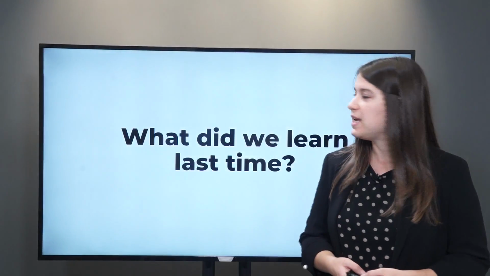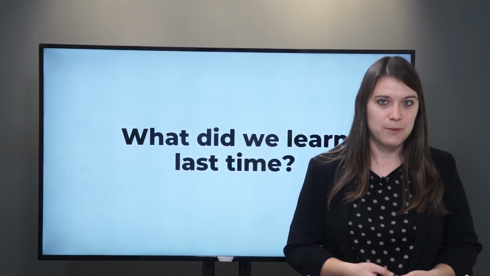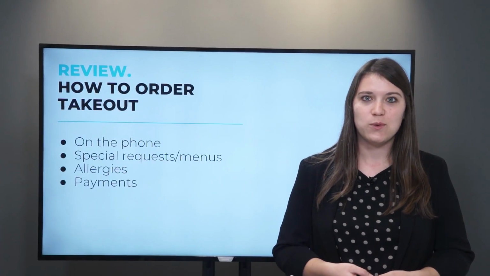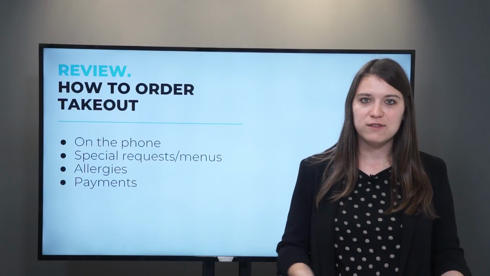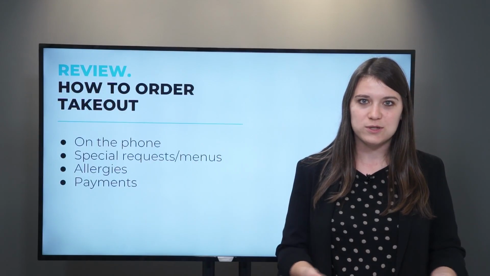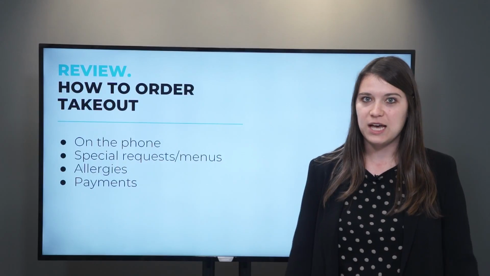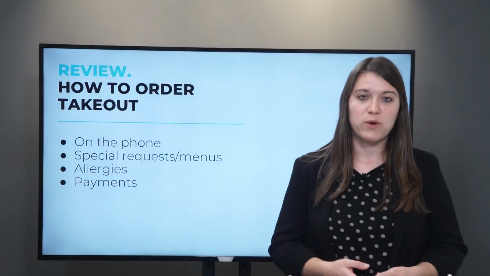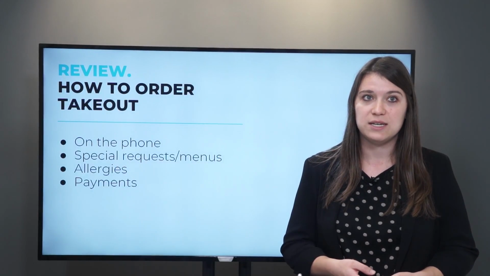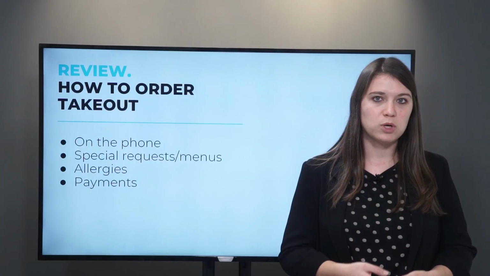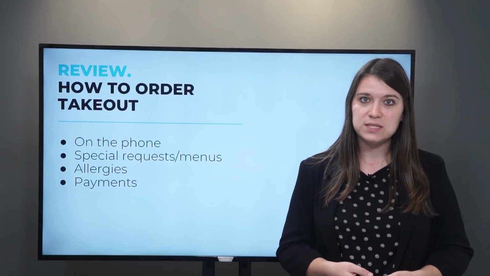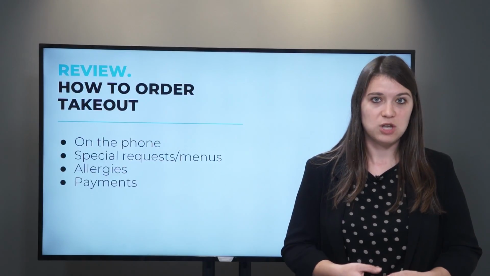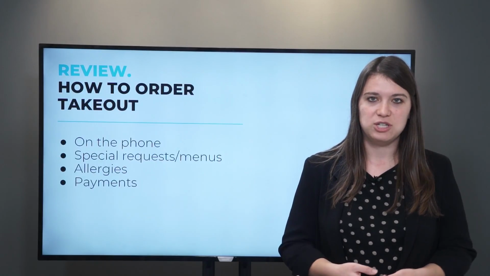So before we move on to today's topic, let's review what we learned in last week's class in case you missed it. We learned how to order takeout in English. So if you're traveling to an English-speaking country and you want to order something to eat at home or at your hotel, your Airbnb, we looked at how to do this on the phone, so how to use the correct vocabulary on the phone when you're placing an order. Also how to make special requests or ask for special menus, how to explain if you have a food allergy, and then how to talk about payments by card, in cash, etc.